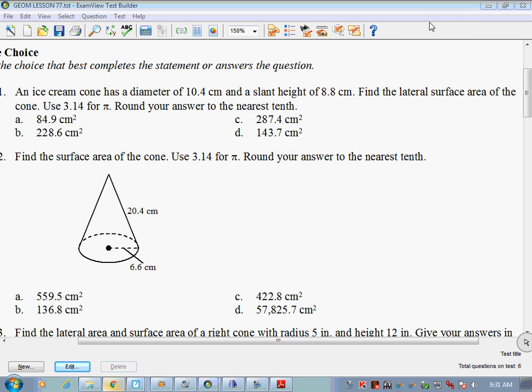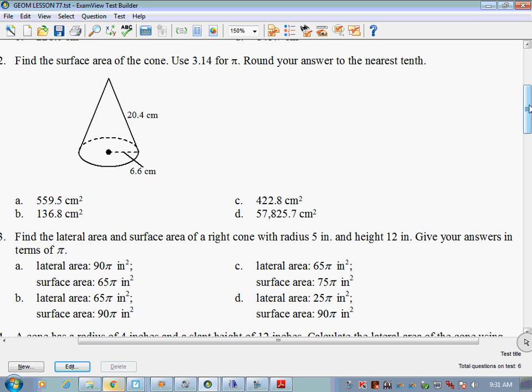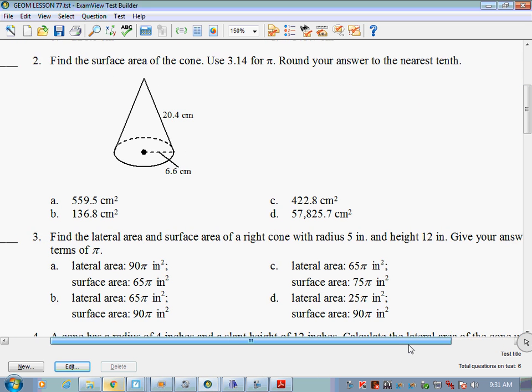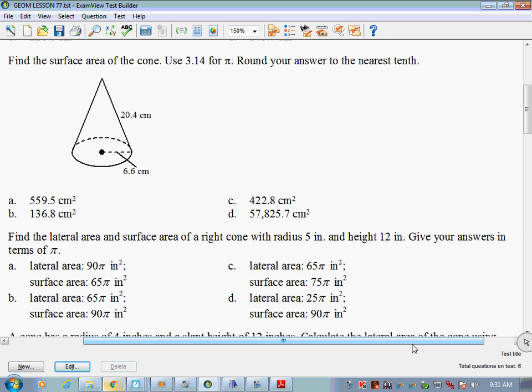All right, let's come on down to the next one. You've learned some flashy tricks. Just don't make the critical error. It's all about the cones. All right, find the surface area of this cone.